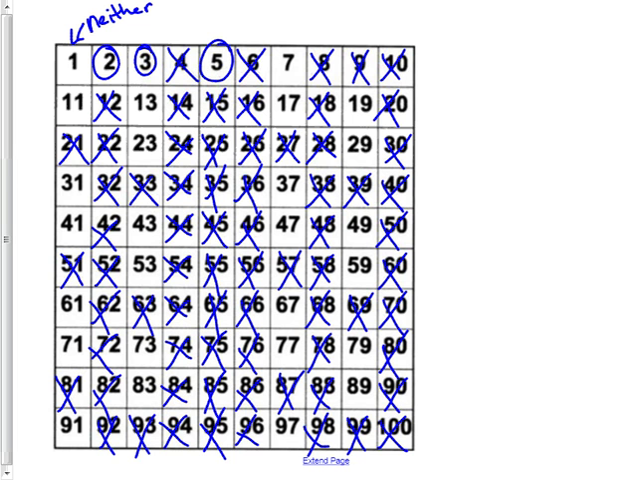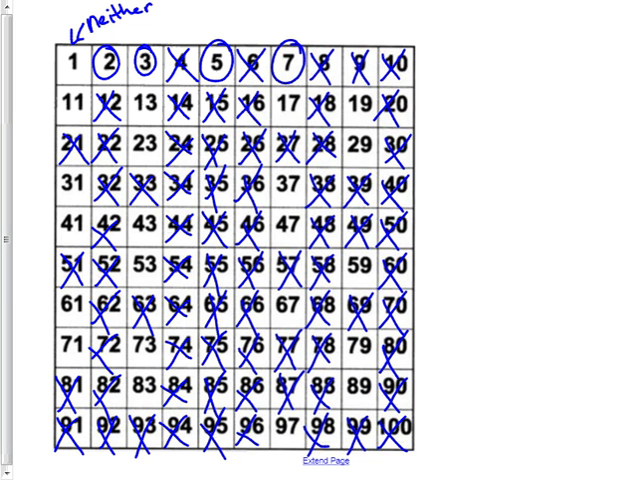So he looked again and he said, okay, the next number that's not classified is 7. Therefore, it must be a prime number. So 7 is prime. All other multiples of 7 must be composite. So 14, 21, 28, 35, 42, 49, 56, 63, 70, 77, 84, 91, and 98.